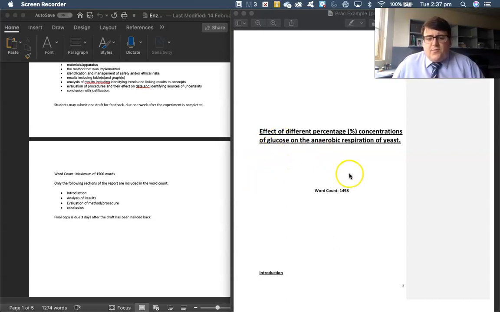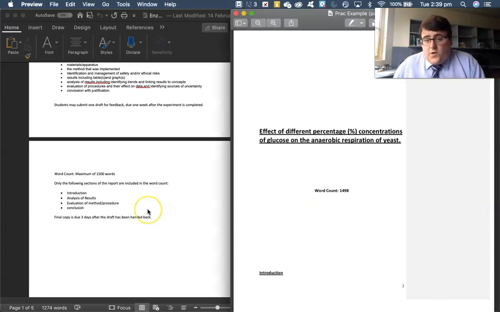The next thing which is important is it's got the word count. Okay, so for Stage 2 biology, the word count is 1,500 words. For Stage 1 biology, that word count is 1,000 words. So in the word count, you've got to include your introduction. So in your introduction, that's your aim, your background information, your hypothesis, and your variables. So that's independent, dependent, and controlled variables. All of that's part of the introduction, so all of that's included in the word count.